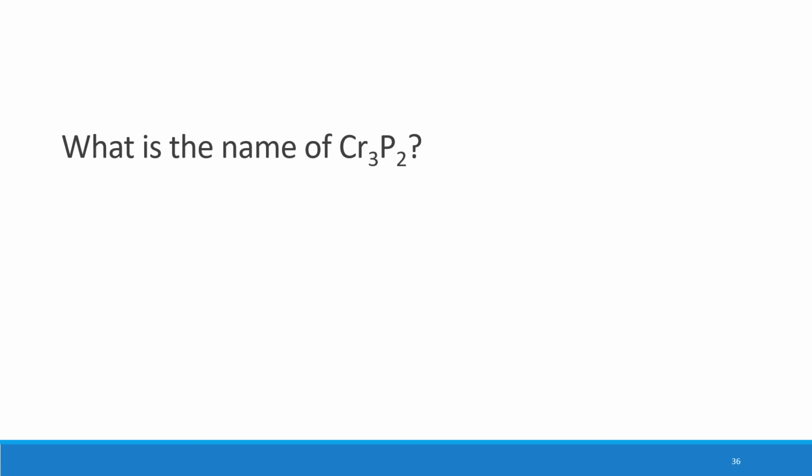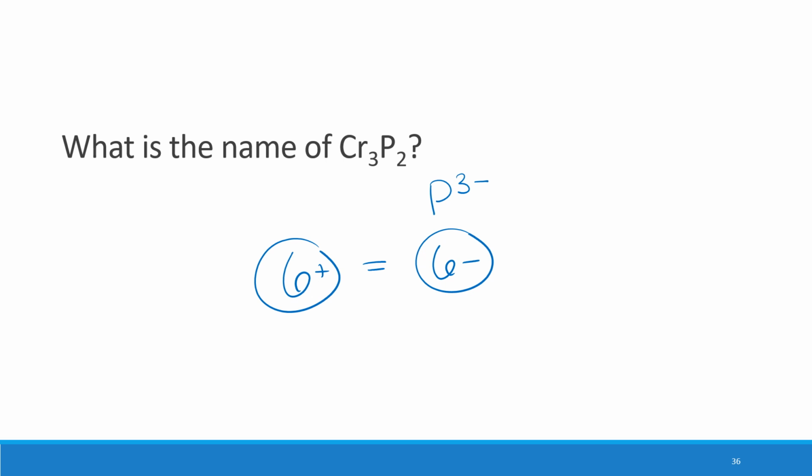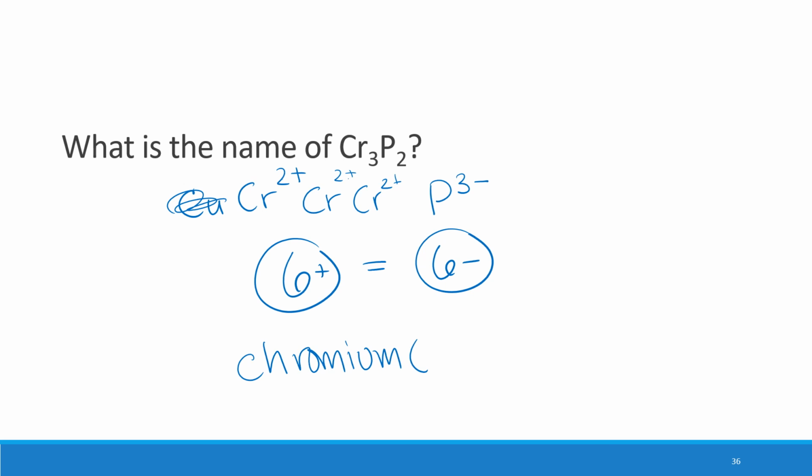One more. Cr3P2. Phosphide ion is a 3 minus. So our total number of minus charges is 6 minuses, and so that must be equal to 6 pluses. And so each chromium there, not Cu, sorry about that, Cr, must be 2 plus. You have 3 of those. That gives 2, 4, 6 pluses, so this is chromium(II) phosphide.